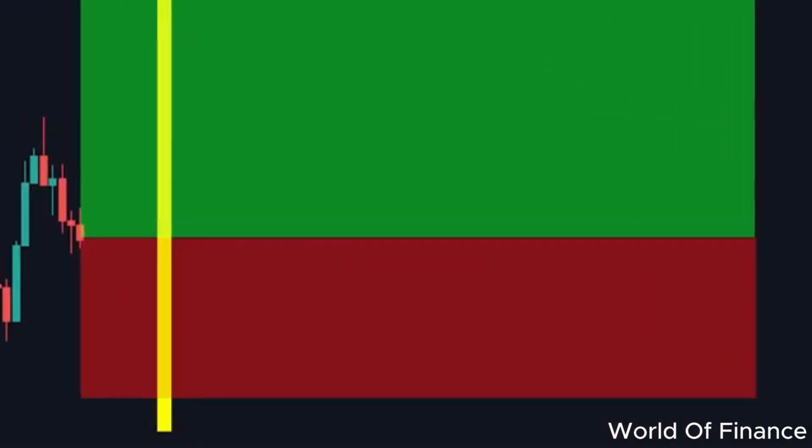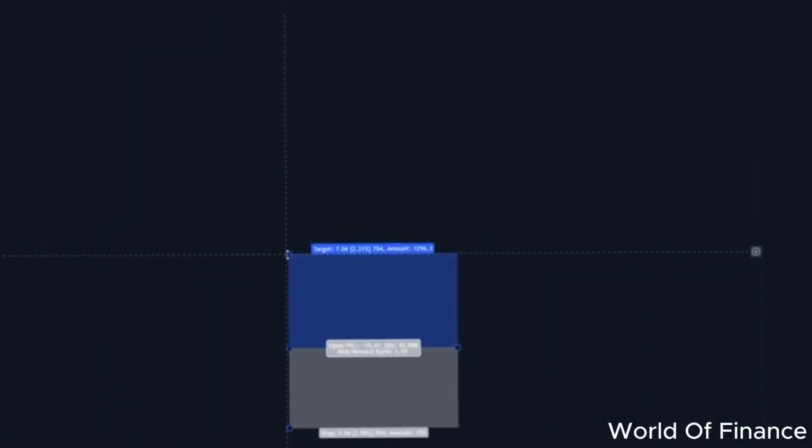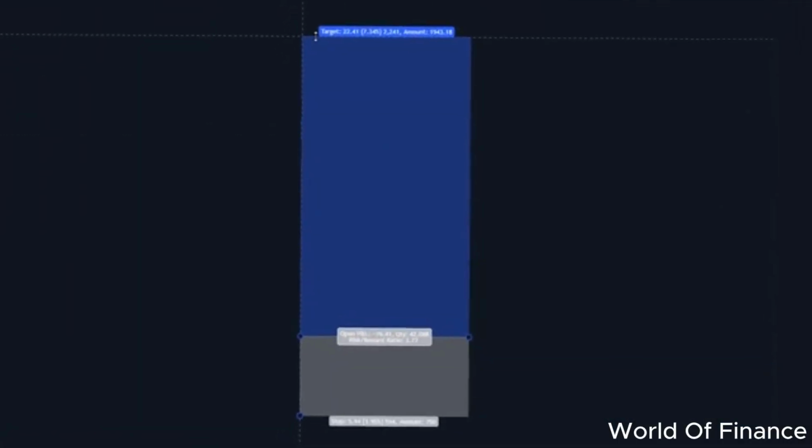But we ran into a slight problem. So this stop loss and take profit strategy is all good and all, but there's a little trick you can do in order to get even better take profit areas.